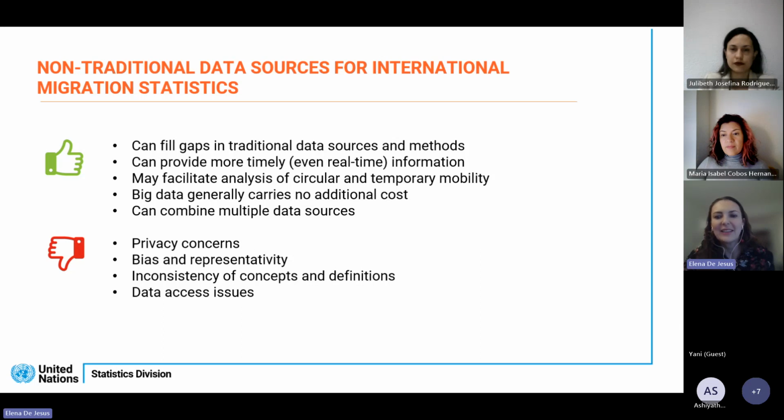I'm going to take silence as... there is a hand, Elena, from Fatima Villasa. Yes, please go ahead. Maybe it was an accidental hand. You can unmute yourself. Yeah, sorry about that.